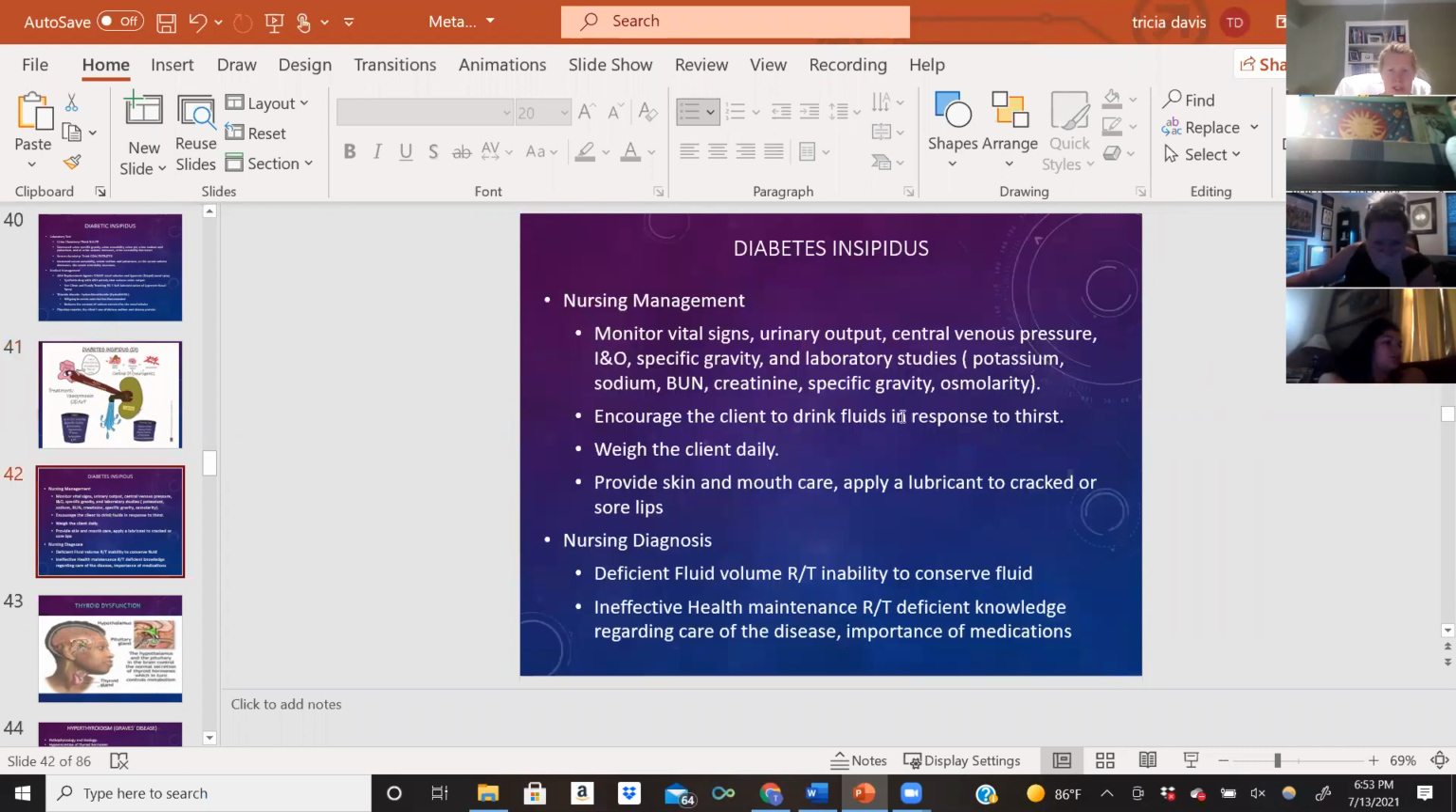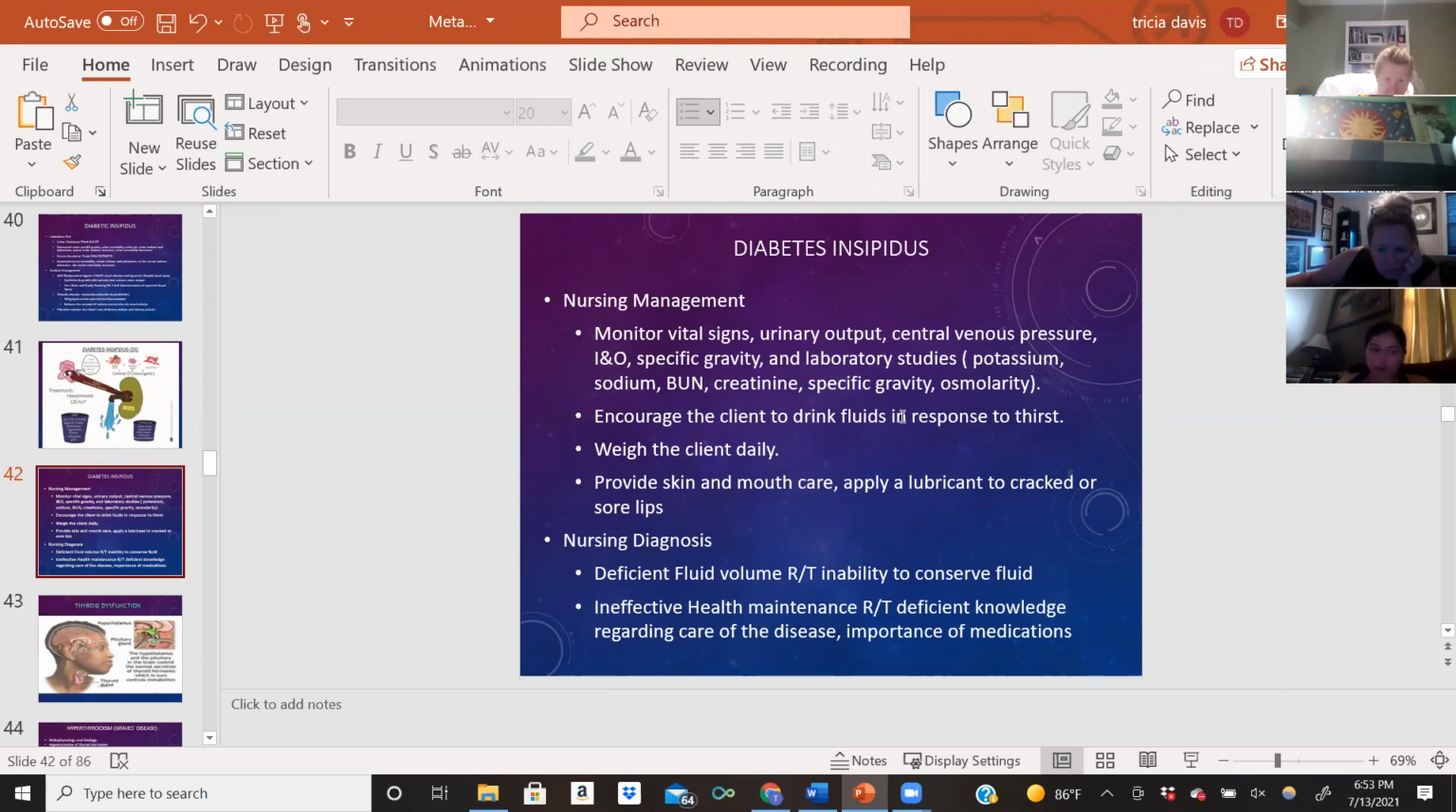For nursing management, you're going to want to monitor their vital signs very closely. Strict I's and O's is going to be a must for this patient because they are secreting so much output. We need to make sure that they're also taking enough in. So everything they take in and everything that comes out. We're going to monitor their central venous pressure. We are going to look at their specific gravity, any type of laboratory studies. So we're going to be looking at those electrolytes, potassium, sodium. We want to look at those kidney functions, BUN and creatinine, specific gravity, and then osmolarity.